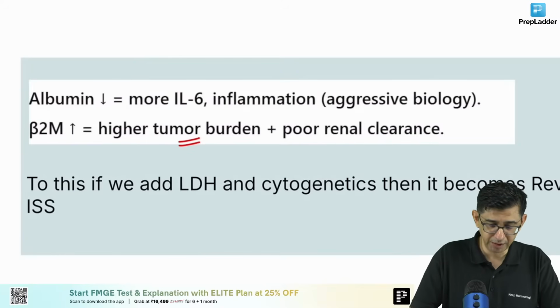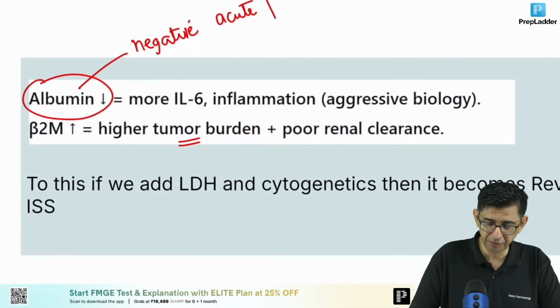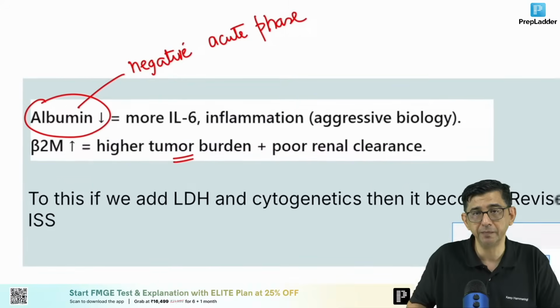Albumin production is less because this is a negative acute phase reactant. We have acute phase reactants. We have positive acute phase reactants. We have negative acute phase reactants. In multiple myeloma, the myeloma cells will produce interleukin-6.